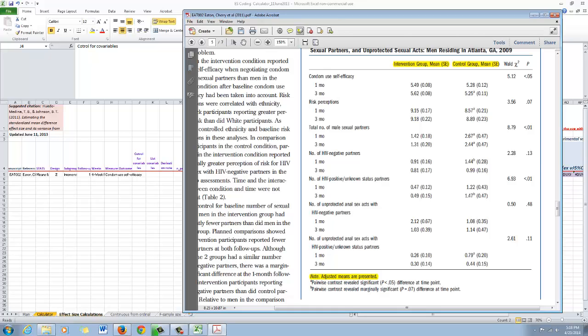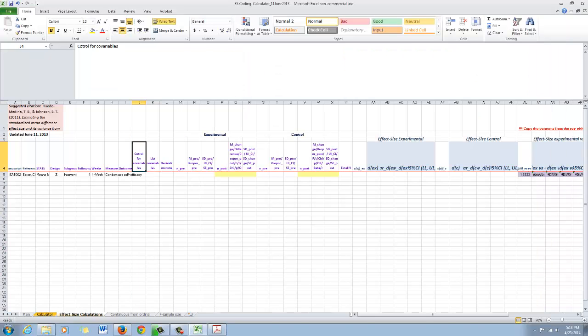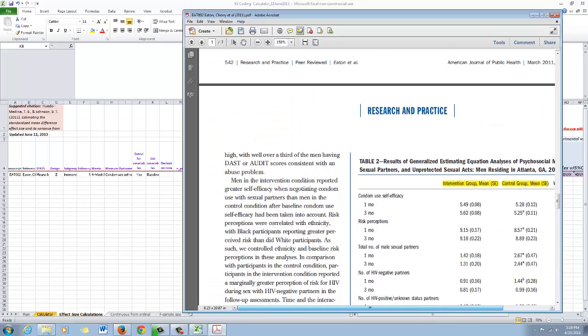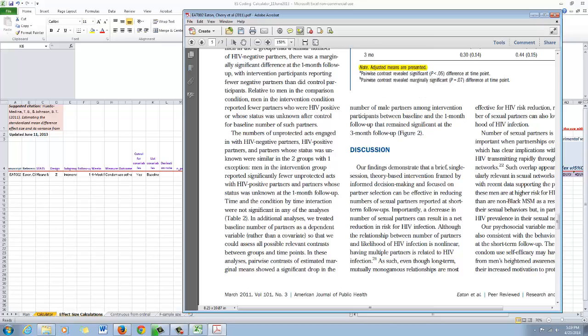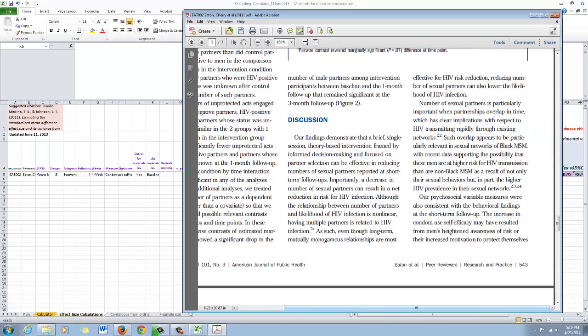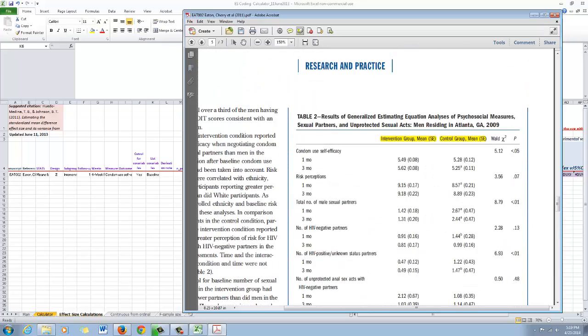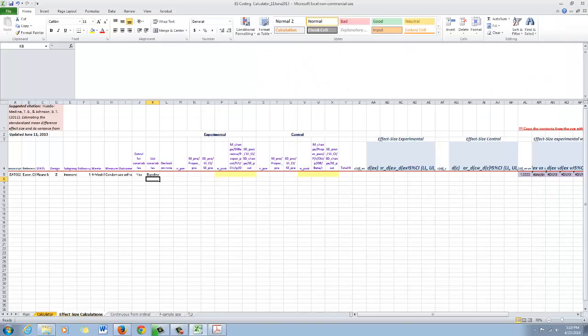So what we're going to do here is in this column, control for covariables is a simple yes or no. In this case, it's a yes, we are controlling. And this column, list of covariables, it actually wants us to say what variables are you controlling for, so we're going to put baseline. Derivation note is going to be what page we got the data from and what table or the text. So seeing down here, page 543, and this is table 2, so we're going to put that in here.